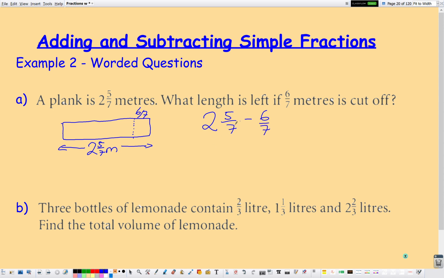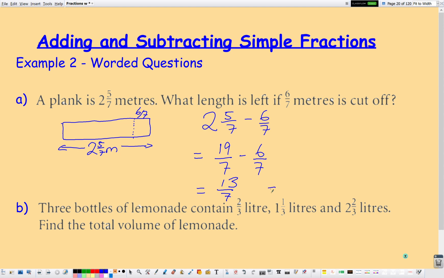Okay, I can't do this subtraction right now because this is a mixed number. I need to change it to an improper fraction first. So I'm going to change this to something over 7, and the top number is going to be 7 times 2 is 14, plus 5 is 19, minus 6 over 7. Now I can do the subtraction. 19 take away 6 is going to be 13/7, and I'm going to change that back to a mixed number.